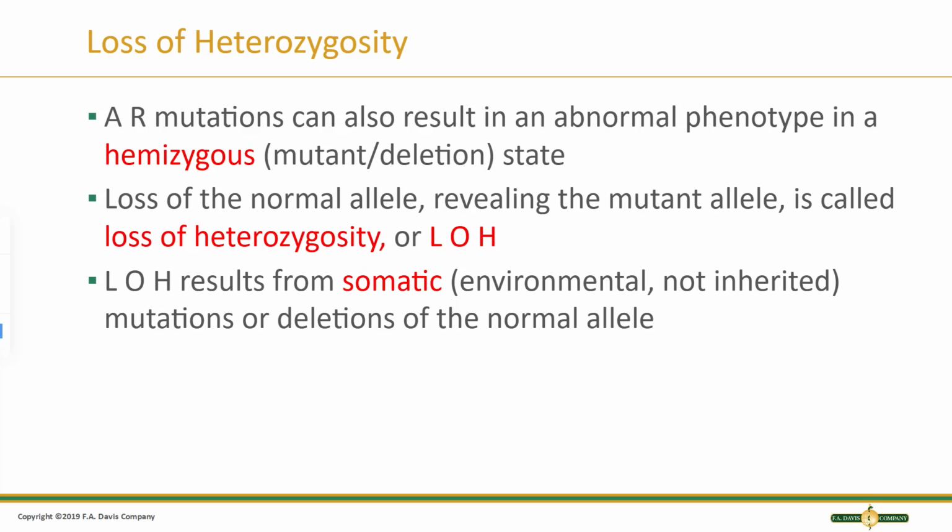AR mutations can also result in an abnormal phenotype in a hemizygous mutant and deletion state. The loss of the normal allele reveals the mutant allele, and that's called loss of heterozygosity, or LOH. LOH results from somatic, environmental, not inherited, mutations or deletions of the normal allele.